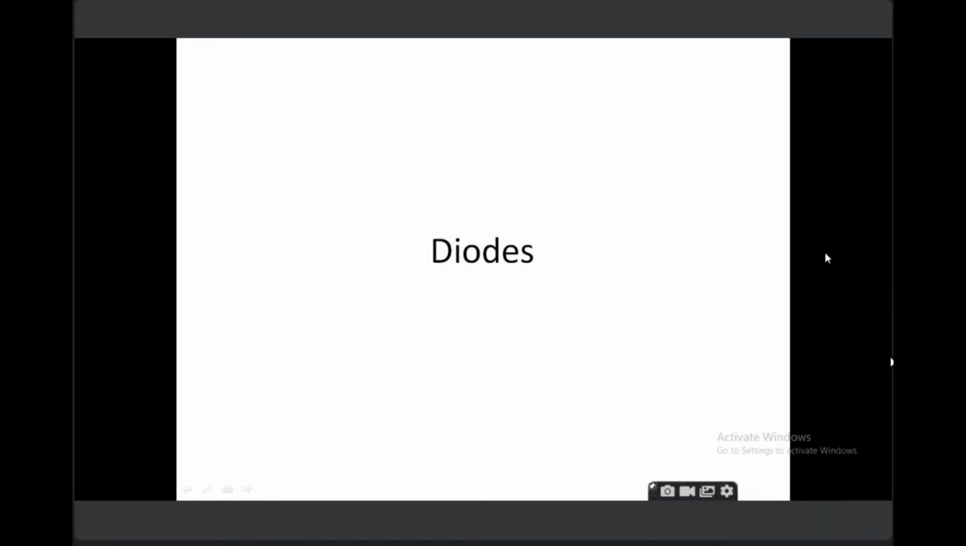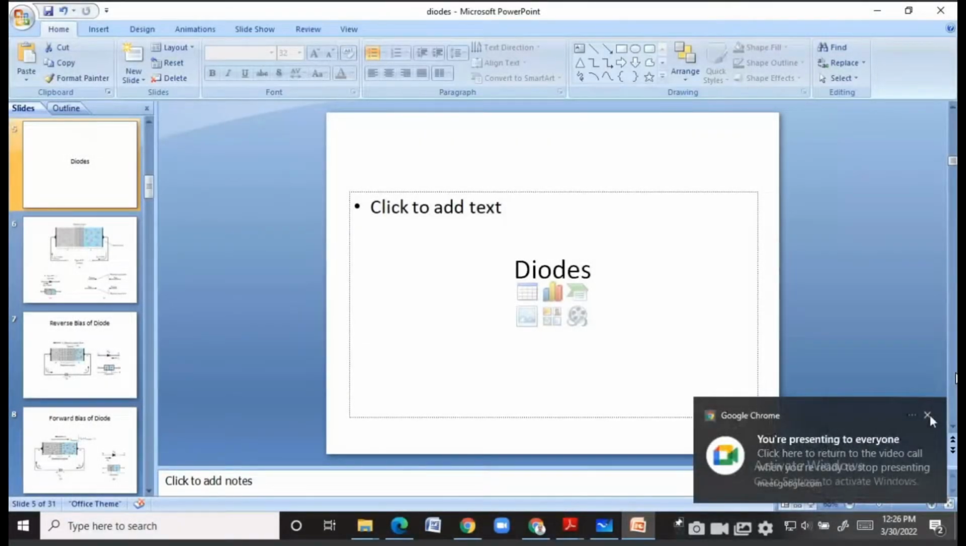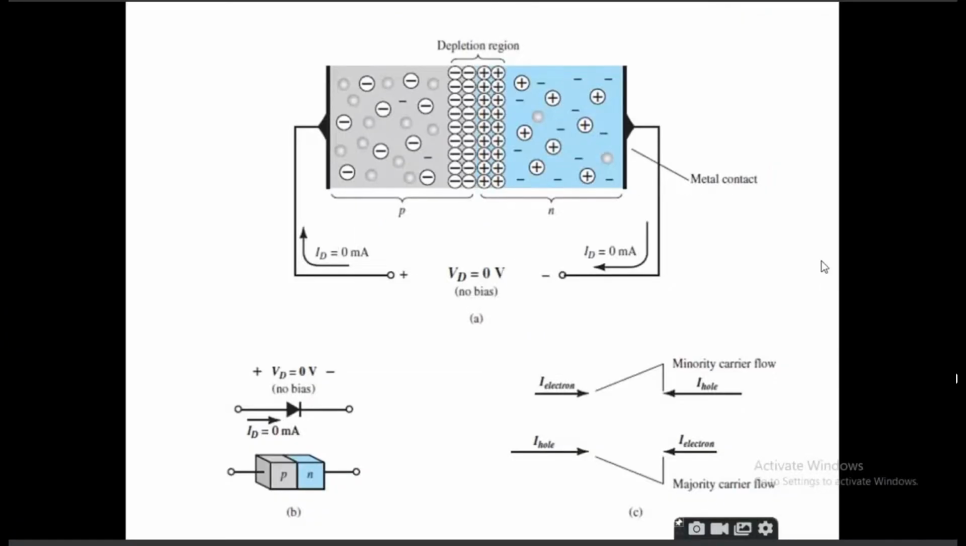Basic topic of diodes. I hope all of you have studied diodes in your class 12th or class 11th, in the subject of physics. Mostly, as I had seen in the last semester also, when I was taking the classes for the P and the Q group, most of you were aware of the diode and its characteristic.